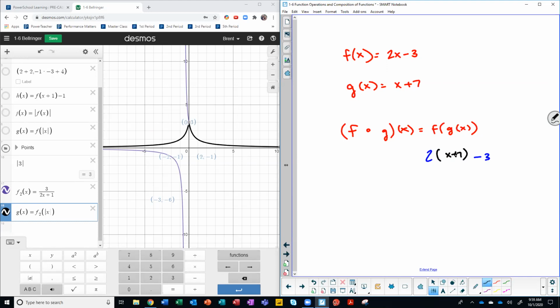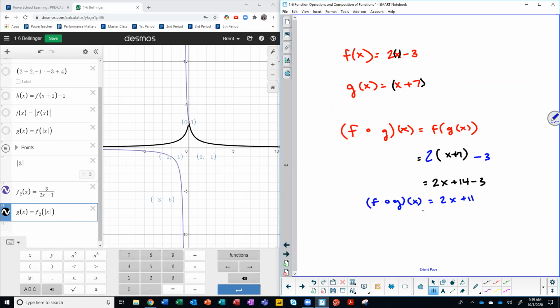Notice where my x was supposed to be, right here, I replaced that with x plus 7. And you would simplify to get your answer. And so I would need to distribute this, and so I'd have like 2x plus 14 minus 3. And so my final answer would be that 2x plus 11 is f of g of x. That's how it works.